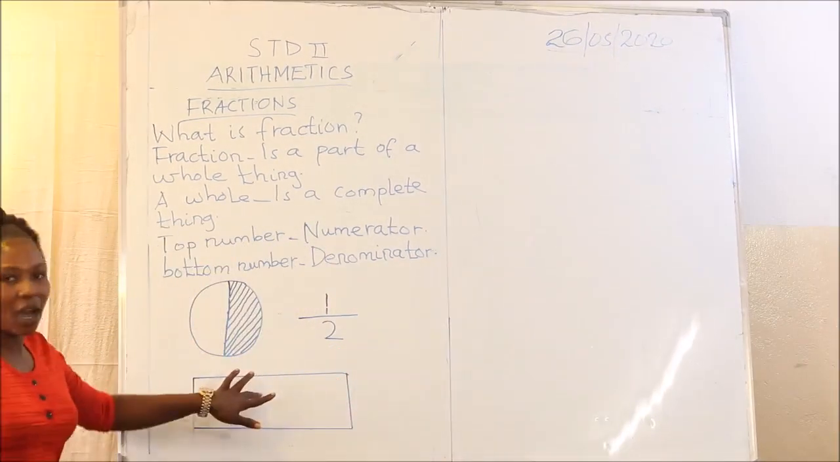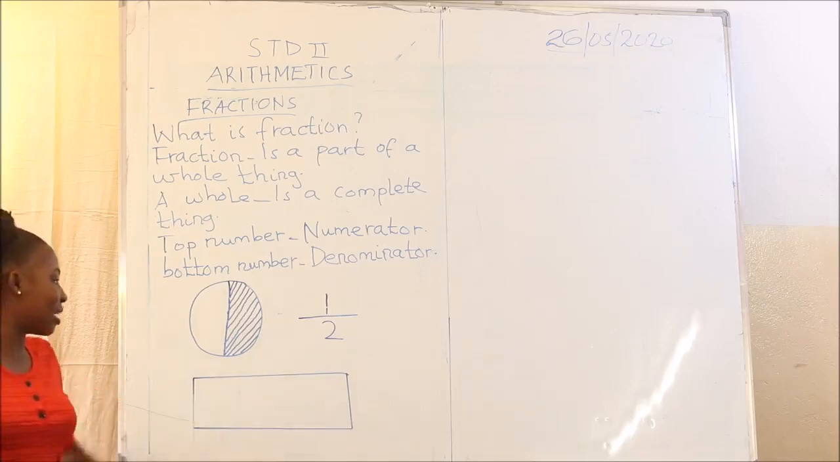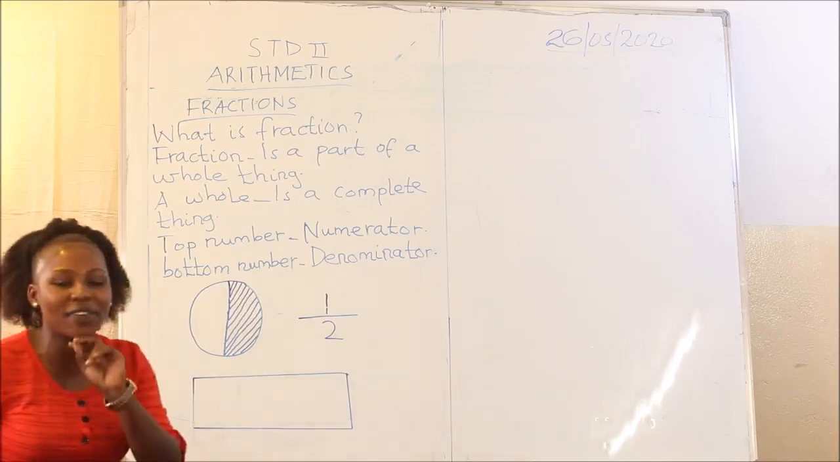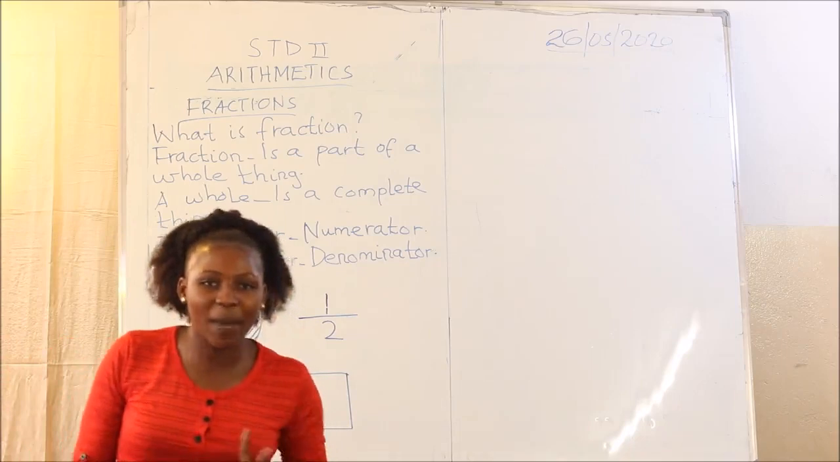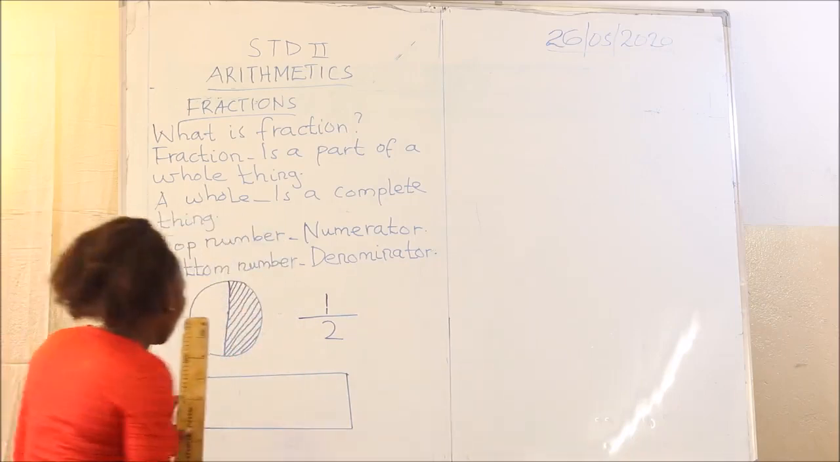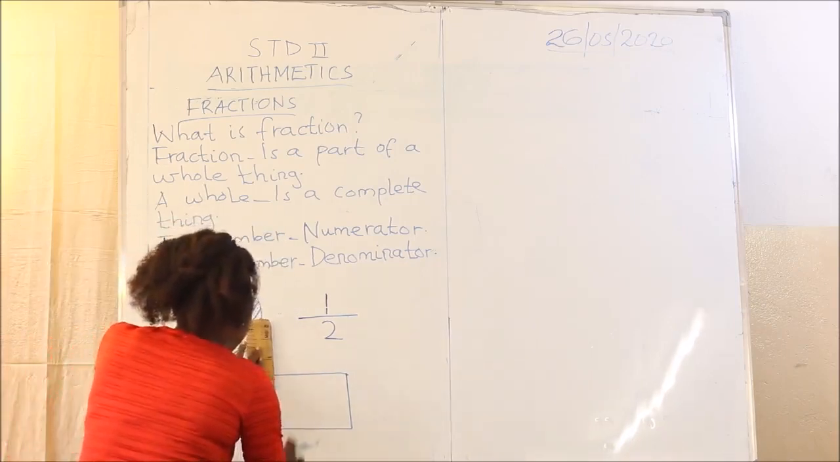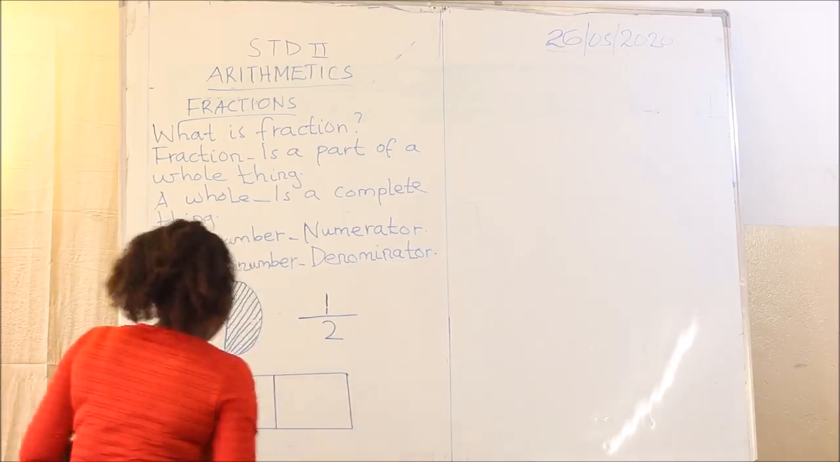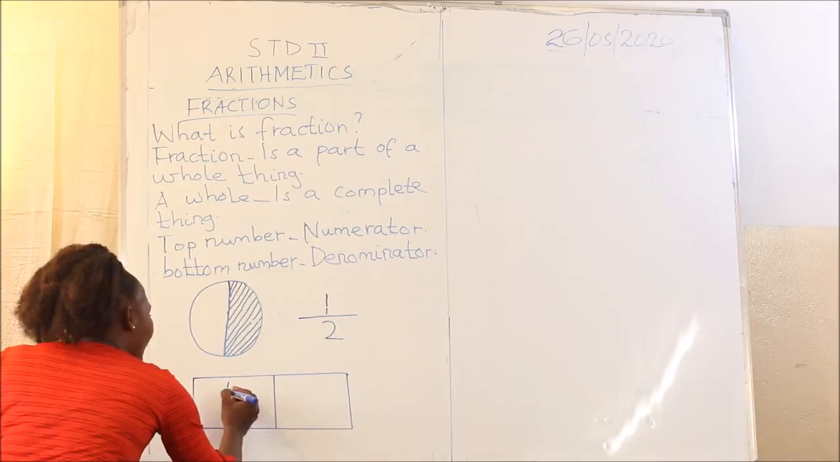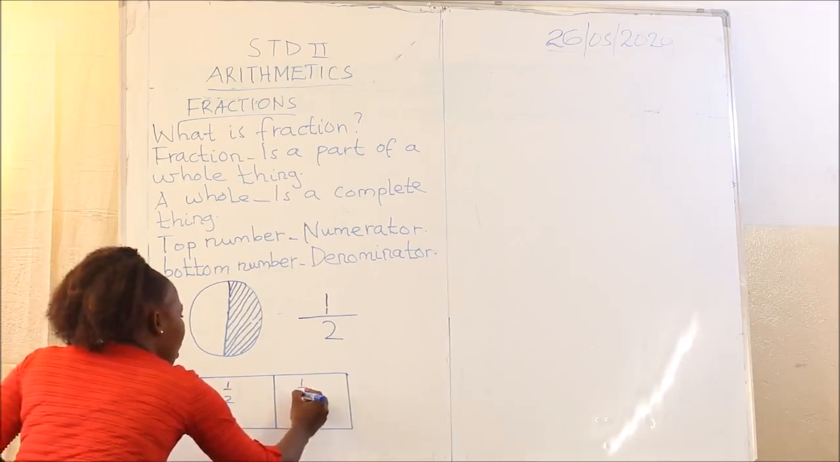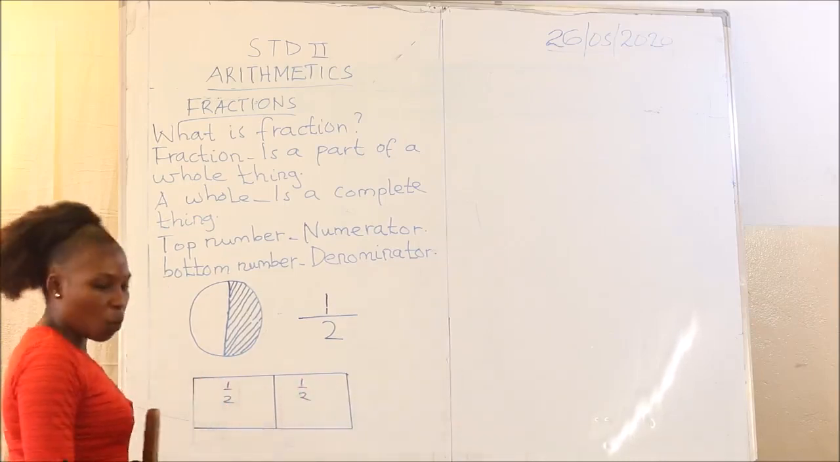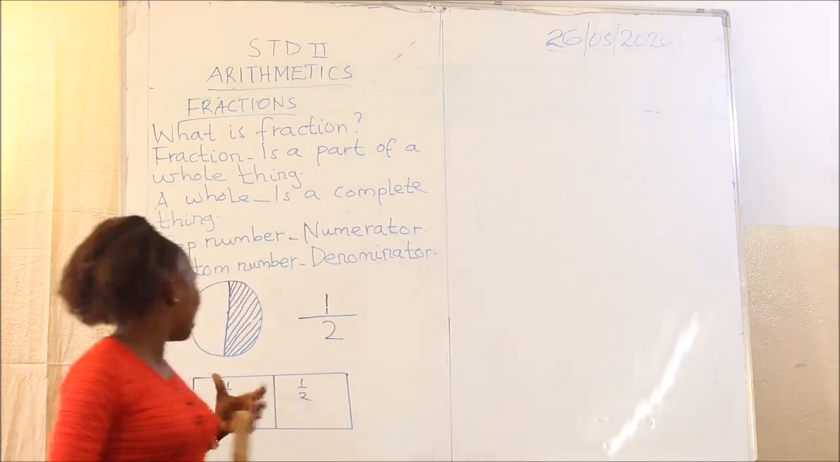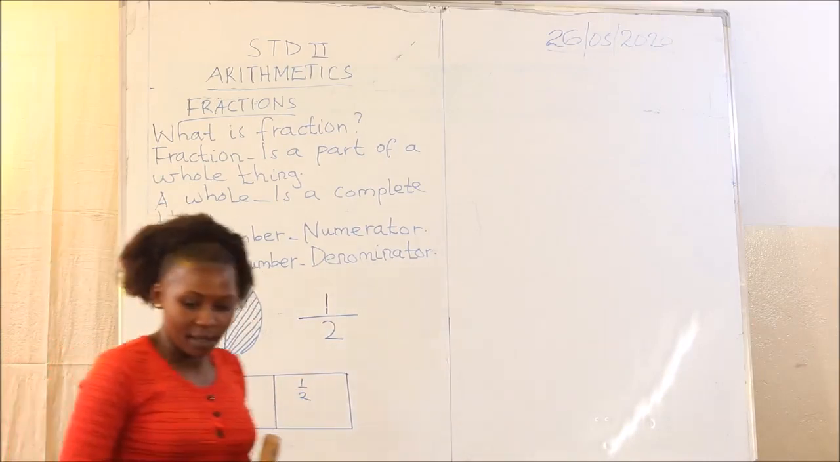Assume that this is a bar of chocolate. This bar of chocolate, we are supposed to divide into 2 equal parts. So here, we divide like this. Remember that this stands for half, and this one stands for half. What if I decide to remove one of these 2 parts?